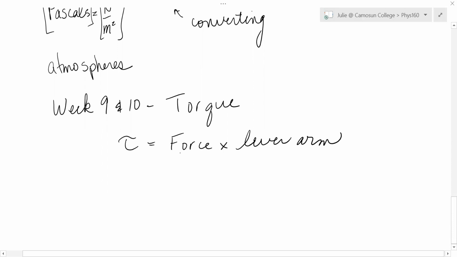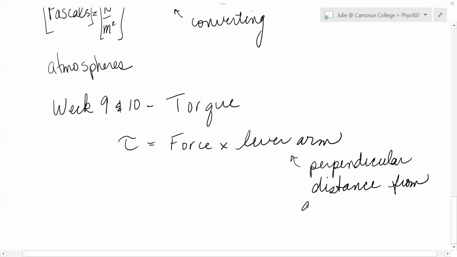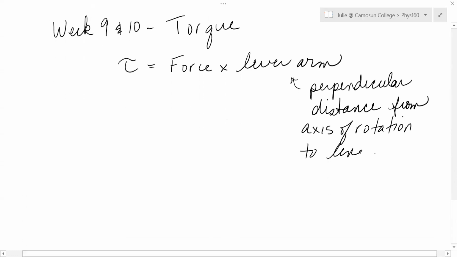And getting the force wasn't so bad. It was the lever arm that was tricky. And the lever arm, remember, is the perpendicular distance from the axis of rotation to the line of action. And the axis of rotation is always the joint. And then the line of action is just the line that goes through the force. You could extend it as long as you need to so that you can go from the joint the shortest possible distance to that line.